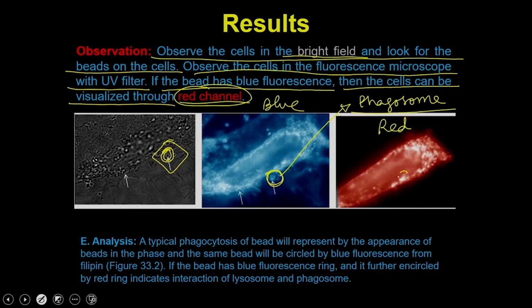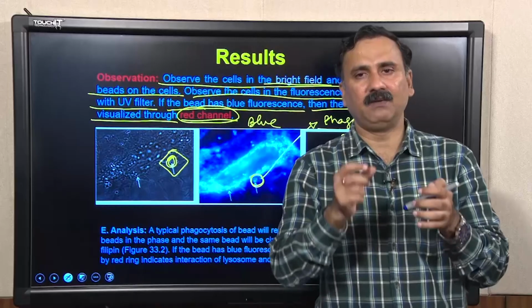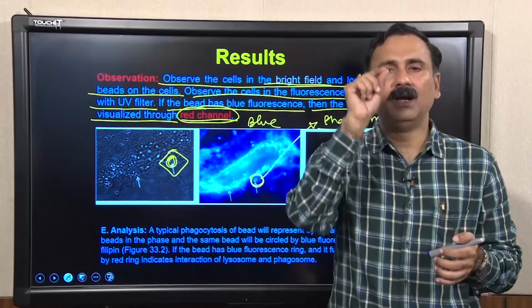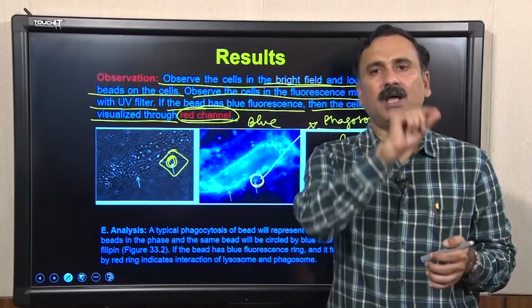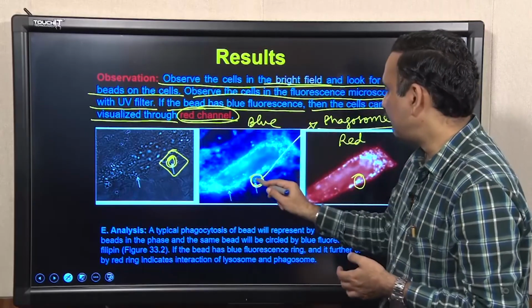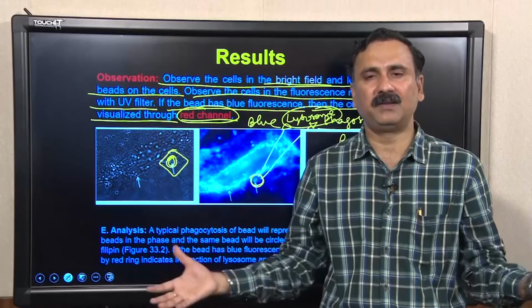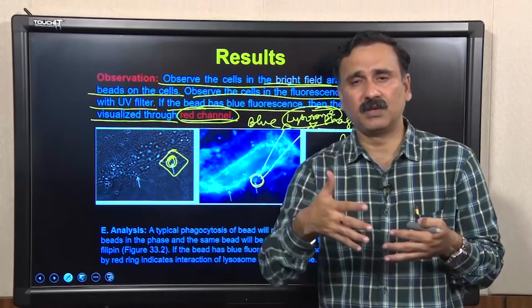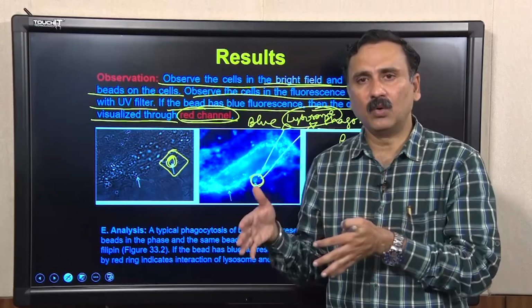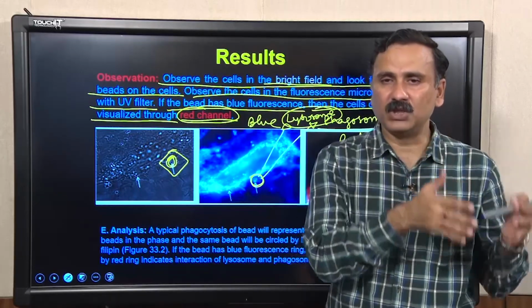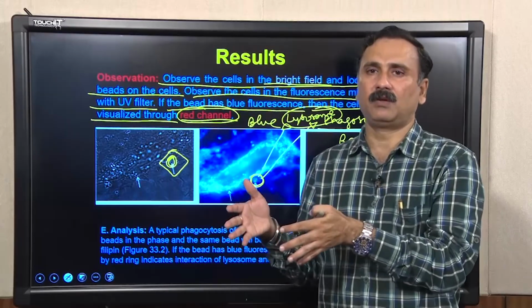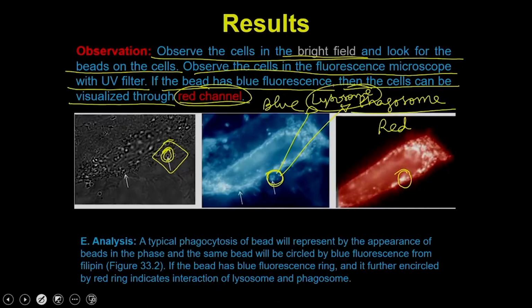Once you go into the red channel, what you will see is that this blue signal also has a red signal, which means you have the double signal: the blue color ring and a red color ring around it. These are phagosomes which also have lysosomes, which means the phagosome is interacting with the lysosomes, and that is how the phagosome has received the content from the lysosomes. So, that is how you can conclude that the phagosome has now matured and formed phagolysosomes.